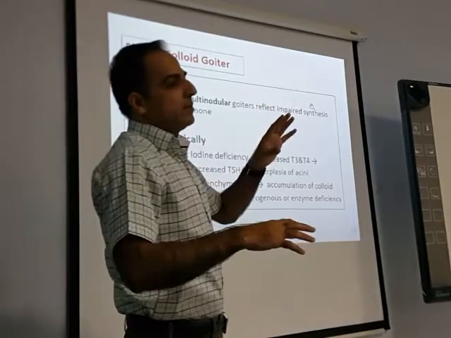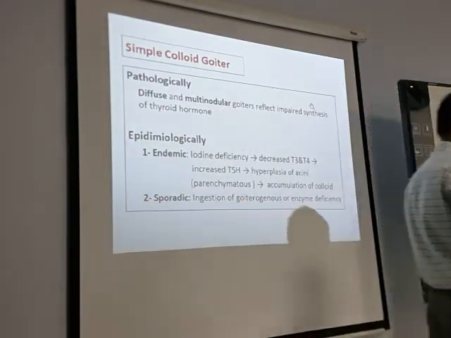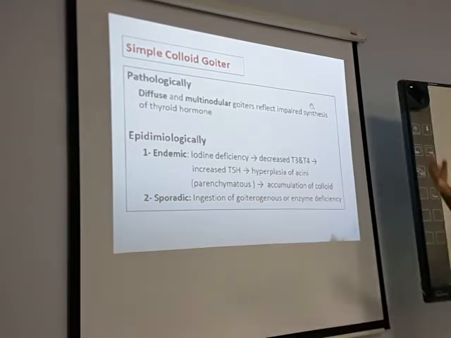Epidemiologically, you have two types. What do you mean by epidemiology? Sporadic means it can happen anywhere, one person here, one person maybe there. And what do you mean by endemic? In a local population, if it involves more than 10% of the population, we say it's endemic goiter. In a community, if it involves more than 10% of the population, this is endemic.